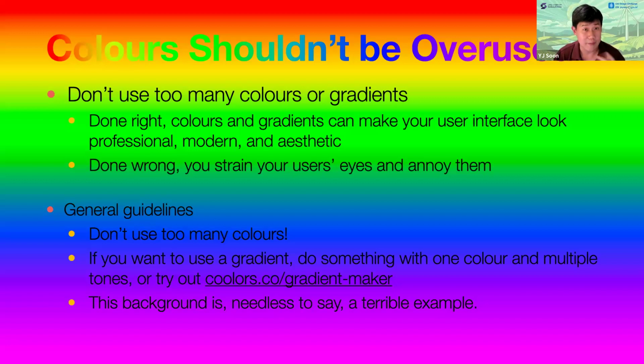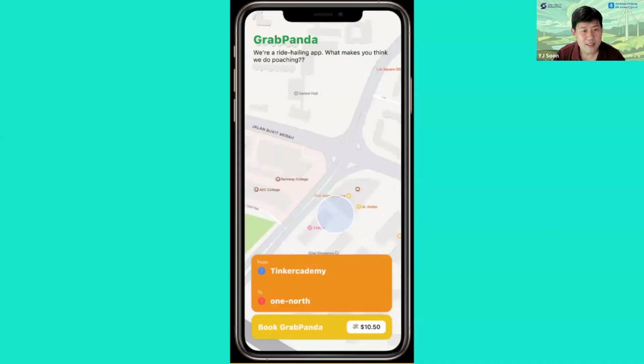So let's look at one more example. This is a food delivery app. We called it Grab Panda, right? Because over here we have a ride-hailing app called Grab and a food delivery app called Food Panda. So we put them together, Grab Panda. Please do not grab any pandas. So you can see over here that it doesn't look quite right.